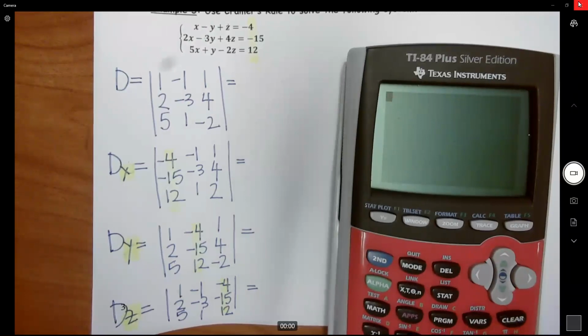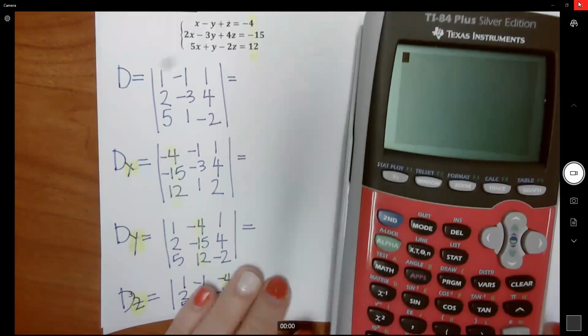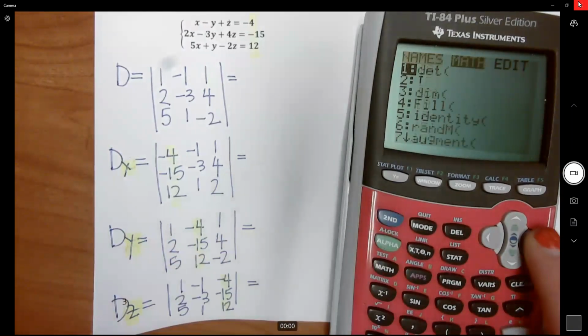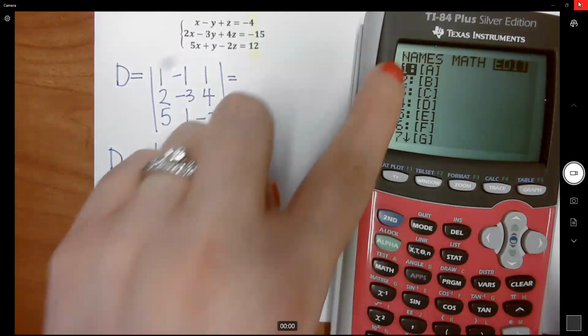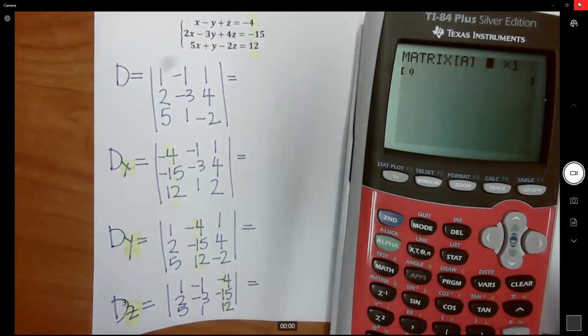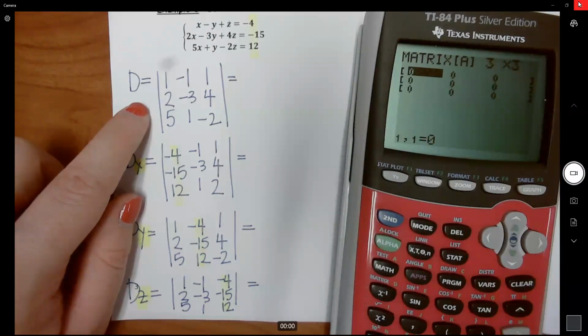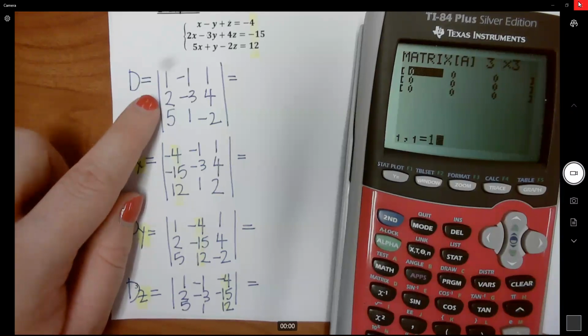Okay, so we're going to do this similar to our RREF. I'm going to go second matrix, and I'm going to scroll over to edit, and I always edit matrix A. If I want to put in D, I'm going to have a 3 by 3 determinant. So enter in your determinant.